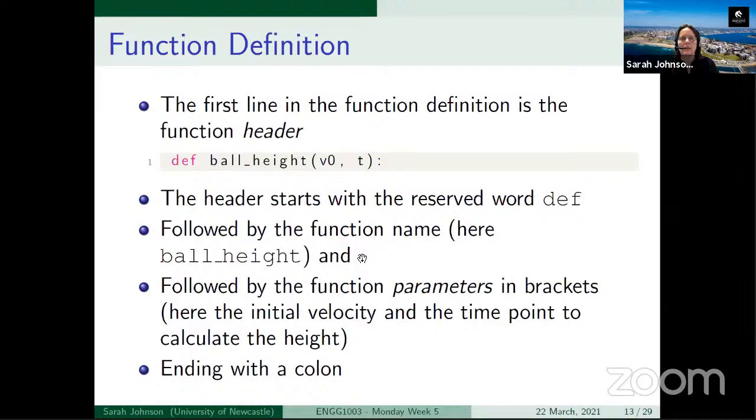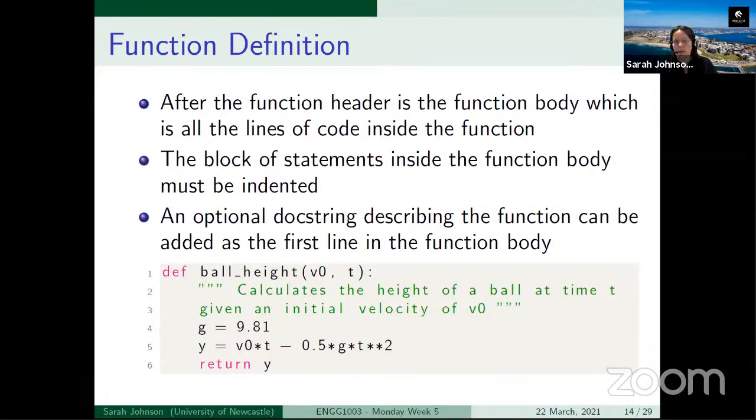Okay, after the function header is the function body, which is all the lines of code inside the function. And these must be indented, four spaces, a tab, whichever works for you. We can also add what's called a docstring describing the function, and it can be added as the first line of the function body with the three quotation marks beginning and ending, and it can be multi-line.